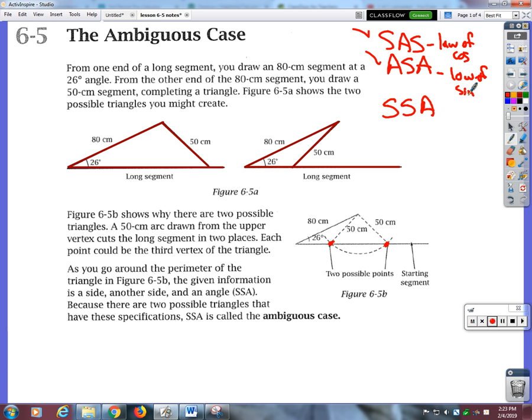But sadly, if you are given 2 sides and the angle is not in between those 2 sides, there are 2 different triangles that you can draw. And that's why this is called the ambiguous case, because you don't know.